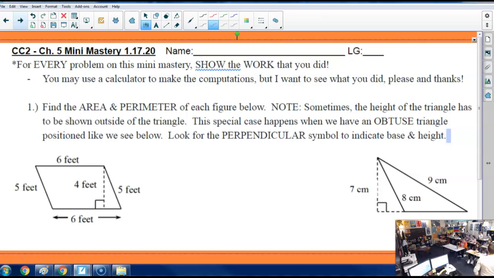Does everybody have their mini mastery? Whether you turned it in or not doesn't matter. I looked at them but did not grade them. I realized we should grade together. Here's what I am going to tell you.